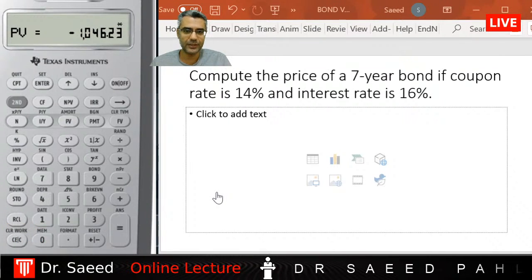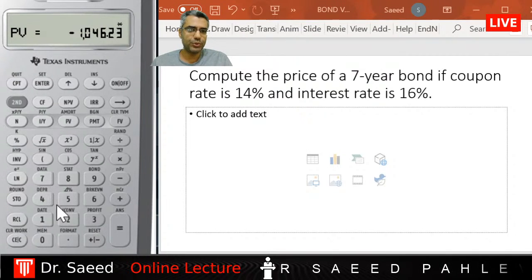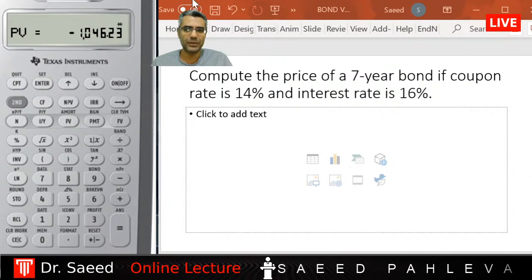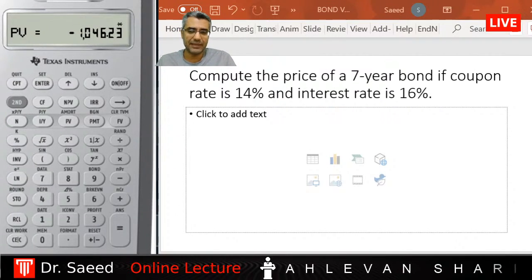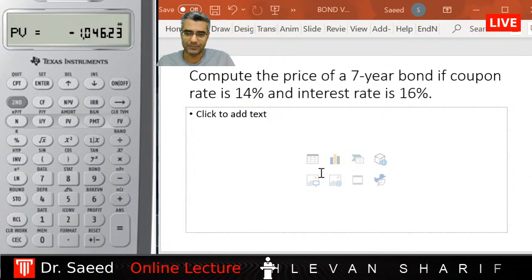Okay, I hide it. Now how to compute the bond price. This is the question: compute the price of a 7-year bond if coupon rate is 14% and interest rate is 16%. Now, how to start using the financial calculator, Texas Instruments BA II Plus. What is the very first step to use a financial calculator?